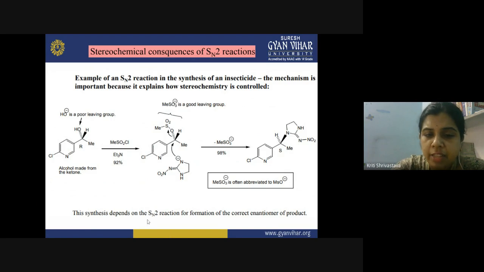So this synthesis actually depends on the SN2 reaction for formation of the correct enantiomer of the product. First, you can see that the leaving group was on the rear side of the carbon. Then this actually attaches with the MeSO3, and finally the inversion of the configuration takes place when this group is attacking on the carbon atom. So earlier the configuration was R, and in the end product you have a configuration S. So this is a very good example of how the stereochemical changes are taking place in the SN2 reaction.